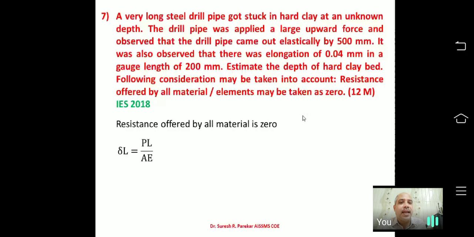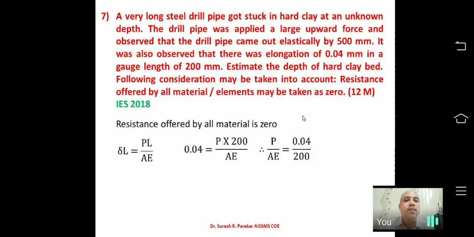So we have delta L equal to PL upon AE. Now what is delta L? 0.04. Is anything else given? No. So do not think A is not given, E is not given. That is not our question paper from college. These values are not given, so you need not consider them. So from this I will get the value of P upon AE as 0.04 upon 200.